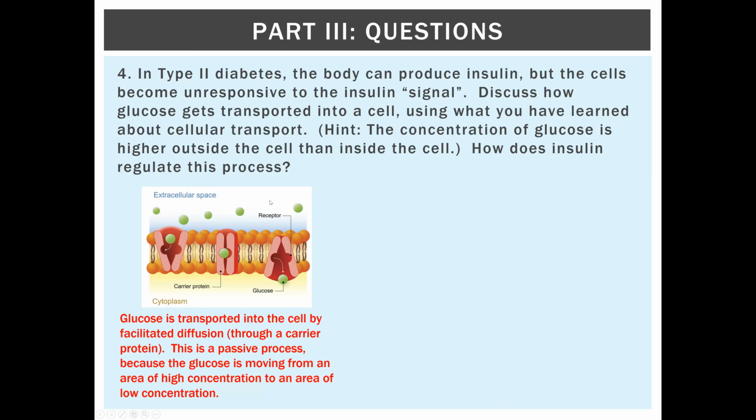So we just said that outside the cell, we have a higher concentration of glucose than inside the cell. Glucose is big enough that it actually requires a carrier protein to get across the plasma membrane. And because we're going from high to low, this is a process called diffusion. We do not need energy because we're going from an area of high concentration to an area of low concentration. And because we need a carrier protein, it's called facilitated diffusion. And again, this is a passive process that does not need any energy.